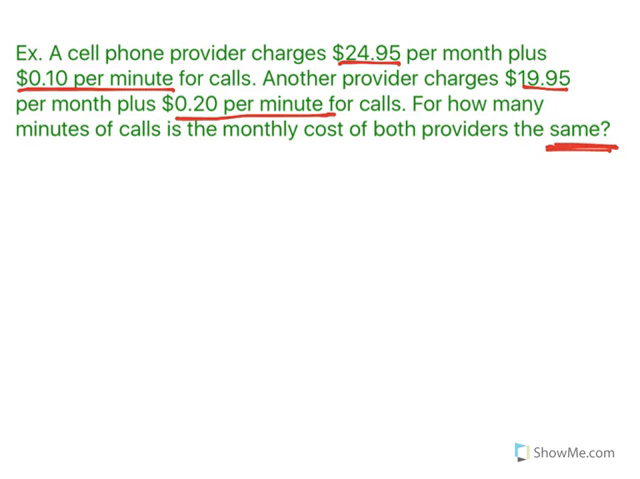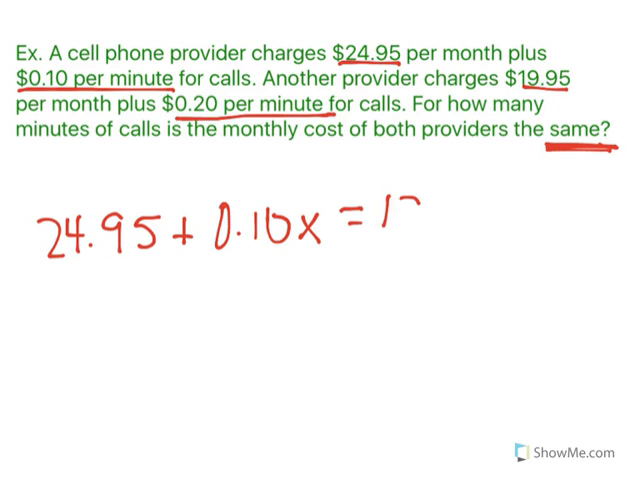So if I want them to be the same, I want them to be equal to each other. So I need to turn the story problem into two expressions and have those set equal to each other into an equation. So the first cell phone provider charges $24.95 and then an additional 10 cents per minute. I'm going to say that minutes is x. $24.95 plus 10 cents a minute. I'm going to set that the same as $19.95 per month plus 20 cents a minute. And now I'm just going to solve.